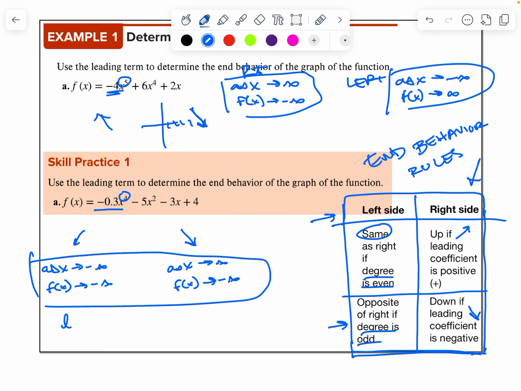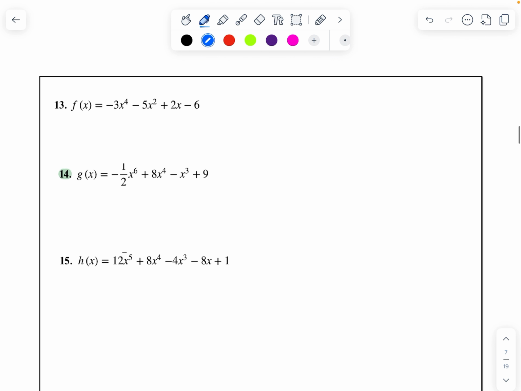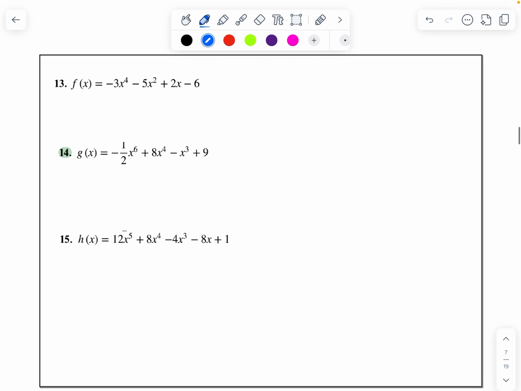This is the left, this is the right. I'm just going to use my arrows here to describe these. I would again pause the video, see if you can figure all these out, and I'm going to write the answers here in just a second. Since the leading coefficient is negative, the right side is going down. Since the highest exponent is even, the left will do the same, it will also go down. Since the leading coefficient is negative, the right side will go down. The degree is even, so the left side will also go down.